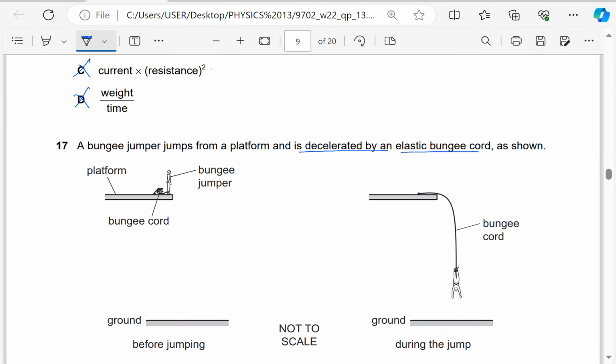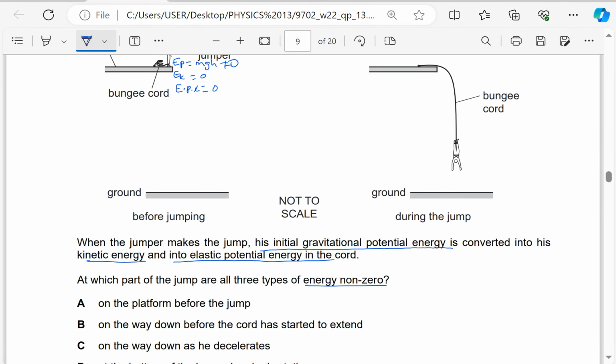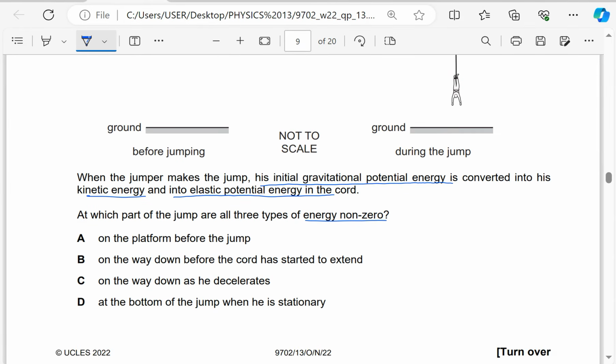So when he's at the top here, before he starts jumping, we have potential energy is mgh. It is not equal to 0, but he has not started moving, so kinetic energy is equal to 0. Elastic potential energy is also equal to 0 because the cord is not stretching. So at the top, if there is anything to do with the top, that is wrong. On the platform before the jump, so that is out.